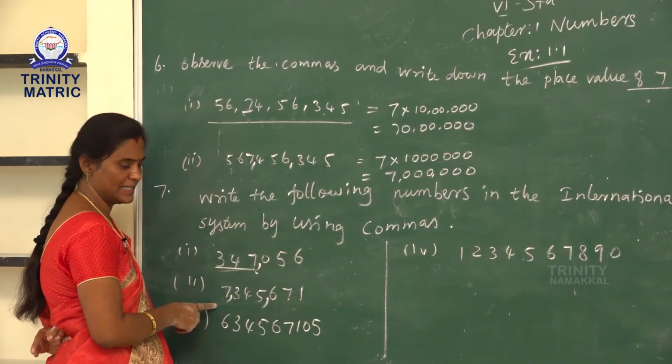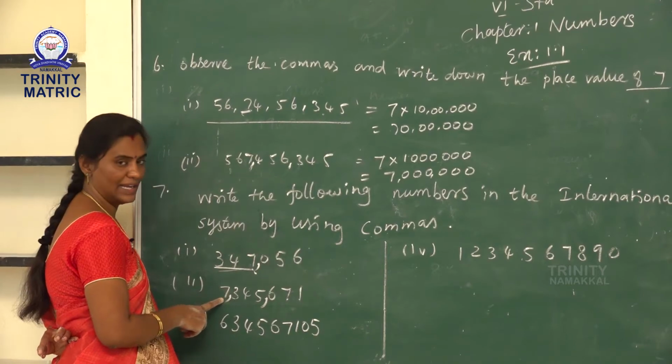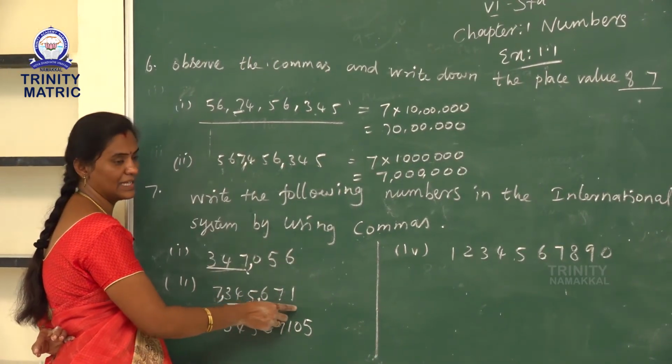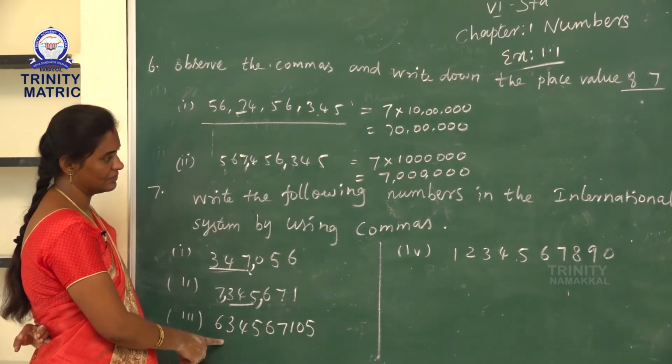Next: ones, tens, hundreds, comma, 1,000, 10,000, 100,000, comma, million. See how to read this number. Here in the million place we have 7. So it is 7,345,671.